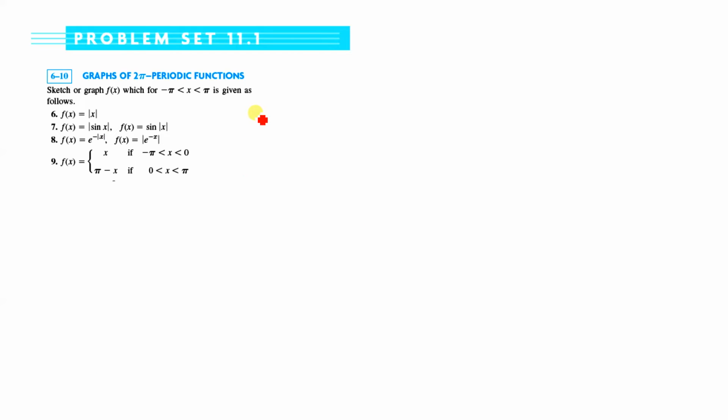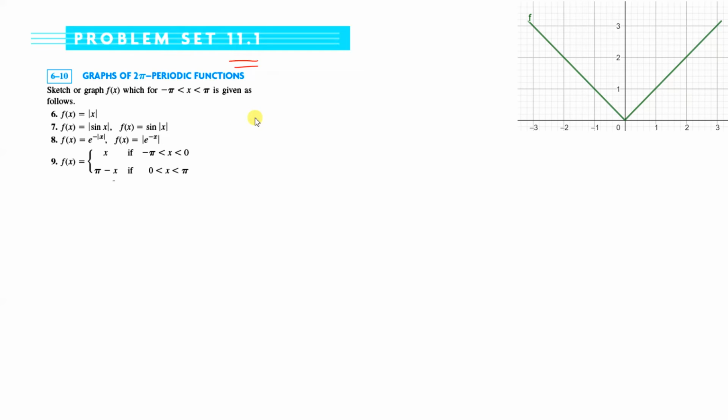So here are a few questions from exercise 11.1, questions number 6 to 10. Graph of 2 pi periodic functions. We have different functions, so let's try to graph these functions. f of x is equal to x, and this is a very well known function, and you know how to graph it. So this is the graph of f of x.